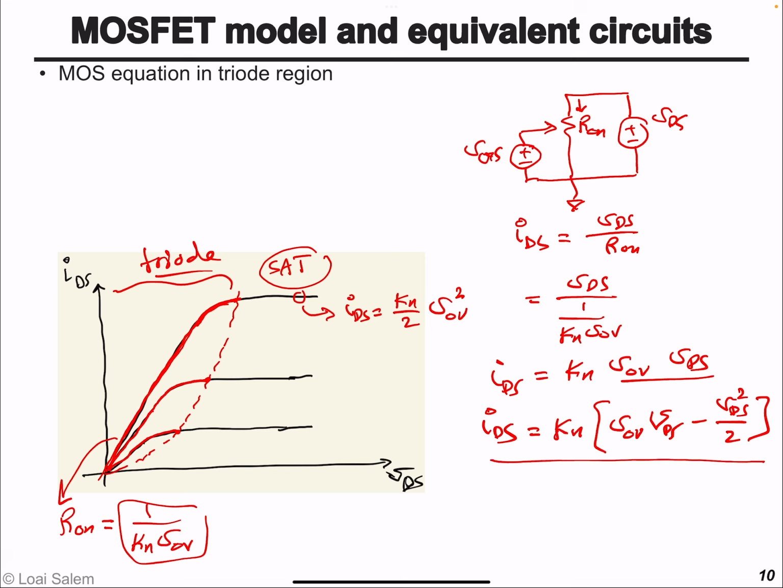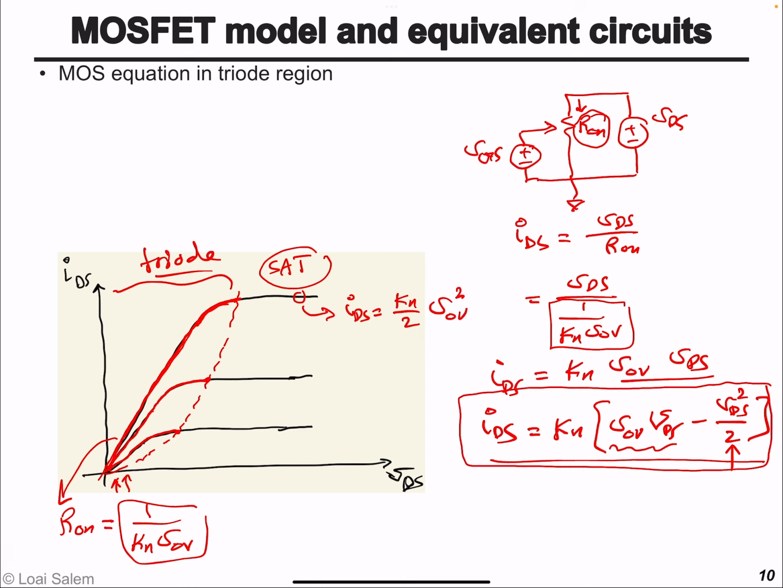Why? Because when VDS values are very, very small, we are in deep triode region, and we'll find that the quadratic term will have a very small value with respect to the first term here, and essentially the transistor behaves as a resistor R on that has an equivalent on value equal to 1 over Kn V overdrive. Okay, so my point here is in the triode region you can express the current of the transistor by this equation.